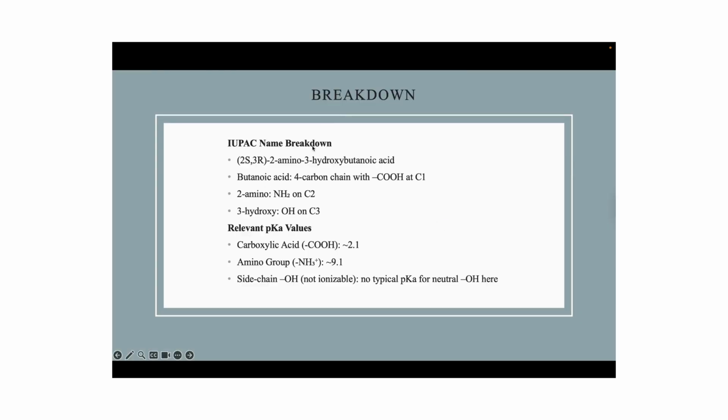Acids and bases, functional groups. IUPAC name breakdown: (2S,3R)-2-amino-3-hydroxybutanoic acid. Butanoic acid is a 4 carbon chain with a COOH at C1, 2-amino is NH2 on C2, and 3-hydroxy is OH on C3. Relevant pKa values: the carboxylic acid has a value of about 2.1. The amino group is relatively close to 9.1. The side chain OH is not ionizable, so there is no typical pKa for the neutral alcohol here.